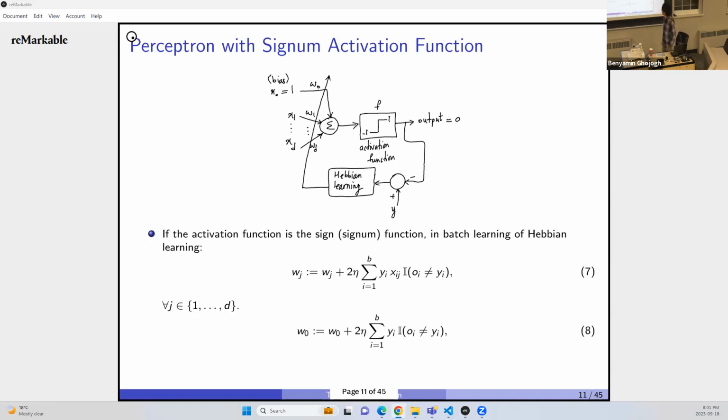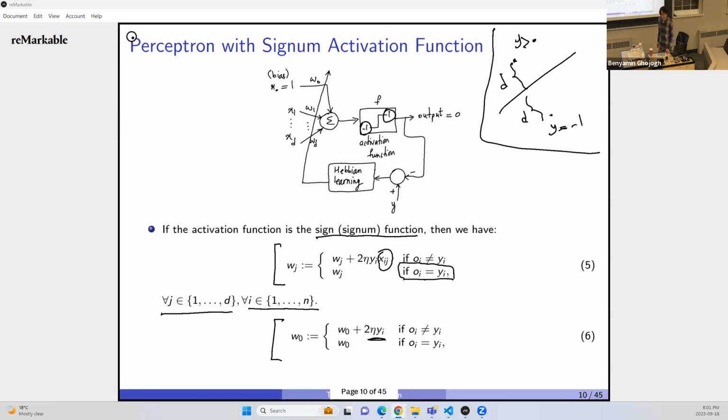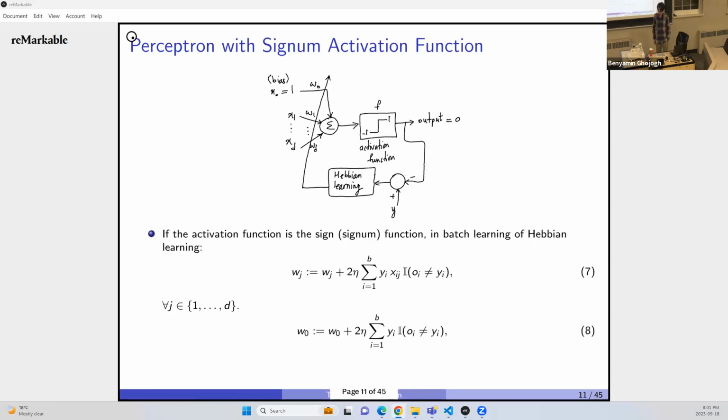What? Why is it 2 eta y? We will see. I'm going to prove these things and interpret them, so we will not leave anything without interpretation. We'll talk about it.